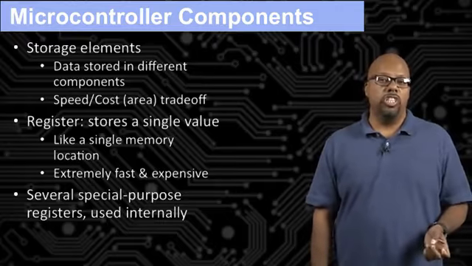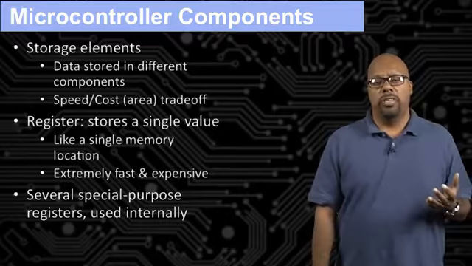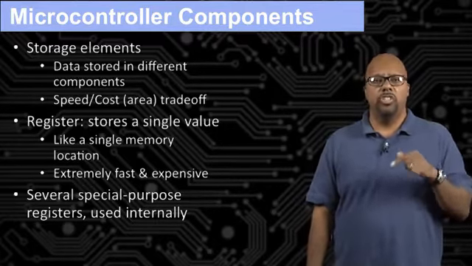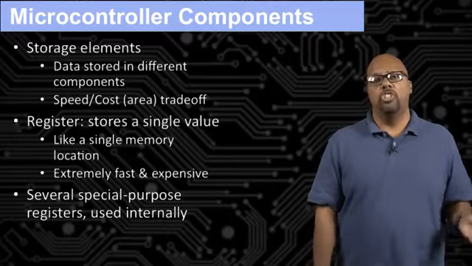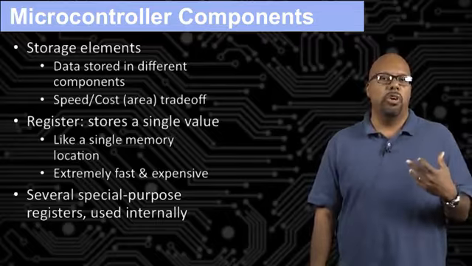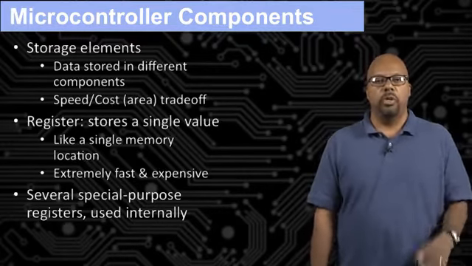So there are several special purpose registers that are devoted to particular tasks on the microcontroller. Like the program counter is a common one. The program counter is the register that tells you what instruction you're executing in the code. It's the address of the instruction you're currently executing. So that's something that you, as a programmer, shouldn't be manipulating. You shouldn't be touching that. But it's a special purpose register.